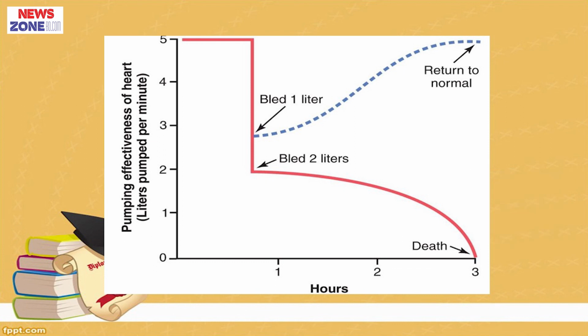You can see in this figure that firstly there is a loss of blood, say a sudden loss of 1 liter. Up to a loss of 1 liter of blood, the body can return towards normal by homeostatic mechanisms. If the body loses 2 liters of blood and there is no compensation, then it continues to progress to death after 3 hours.